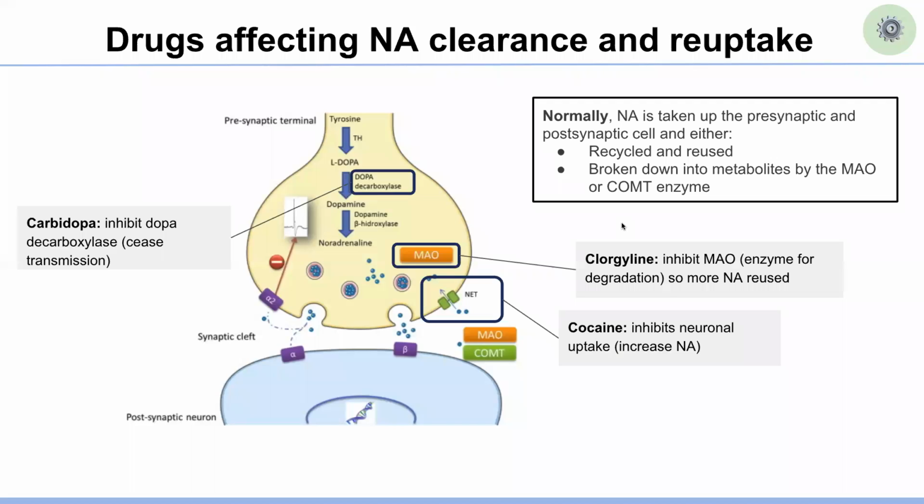This is a bit of extra information about some other drugs related to noradrenaline. A simplified version, carbidopa, inhibits an enzyme involved in the formation of noradrenaline, so it reduces the noradrenaline amount. Clozapine inhibits monoamine oxidase, which is an enzyme that breaks down noradrenaline, so more noradrenaline is available to be reused. Finally, cocaine, this inhibits the reuptake of noradrenaline, which increases the extraneuronal noradrenaline floating around.